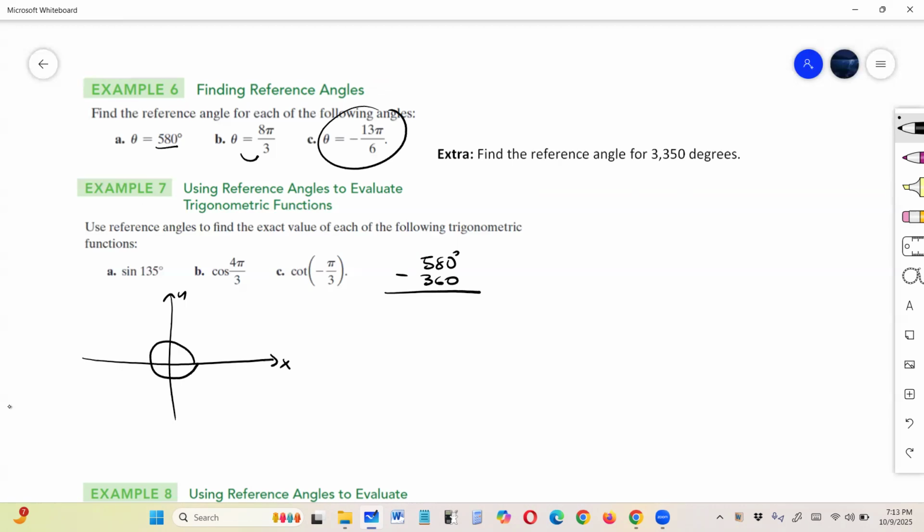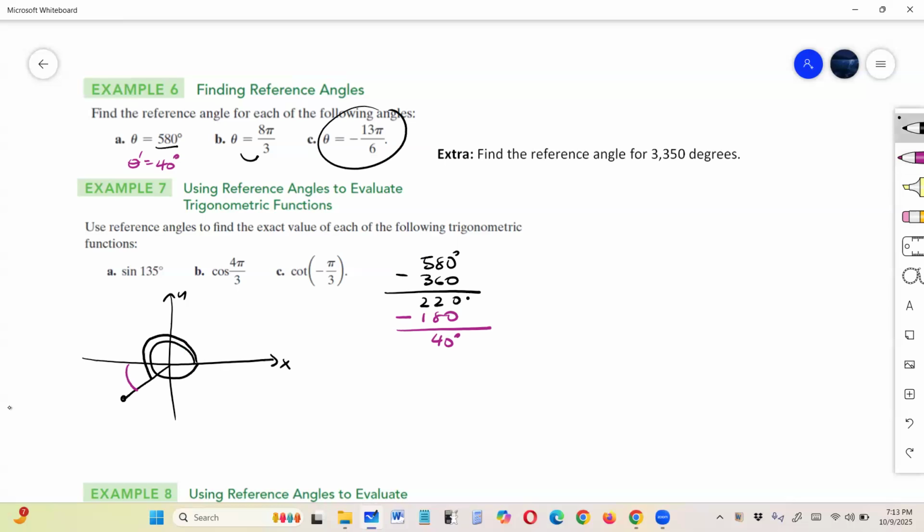minus 360. I have 220 degrees, which is here somewhere. So I go one full revolution, and then I stop here. So my reference angle is this. Okay. So it's 220 degrees minus the 180, which is 40 degrees. So reference angle, 40 degrees.